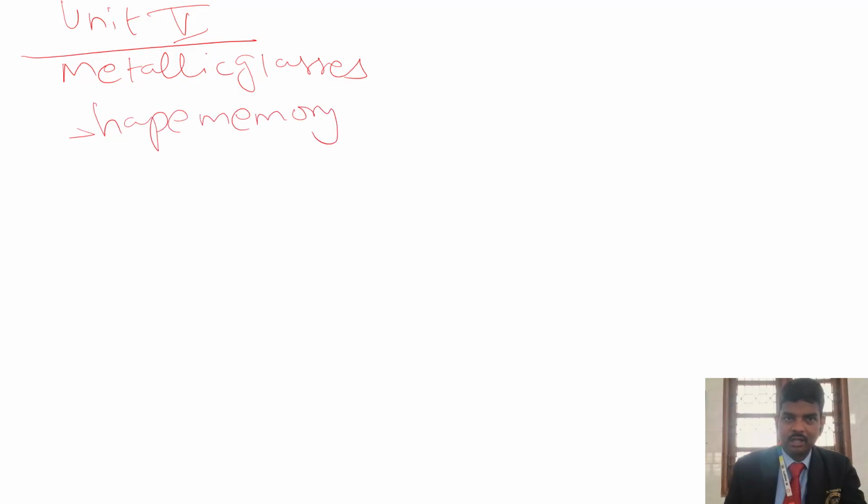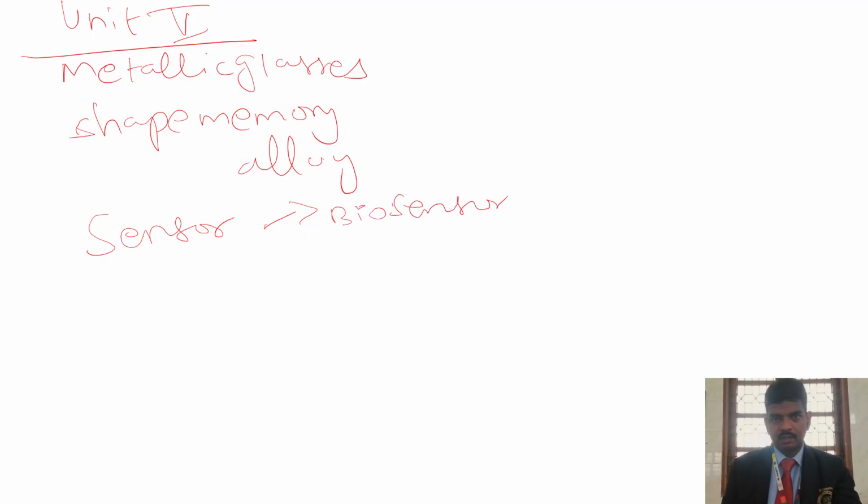So metallic glasses. However, we can learn the topics in this manner: metallic glasses, shape memory alloy. This is one important topic, and then you can talk about sensors. In sensors we have biosensor and chemical sensor. Either of these can be asked, any one will be asked.